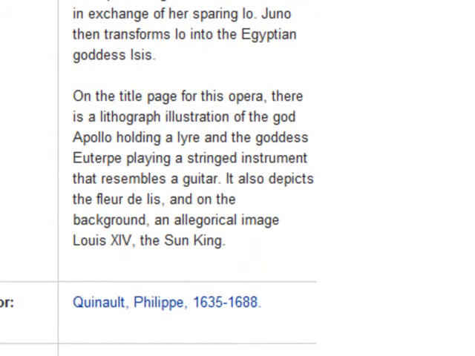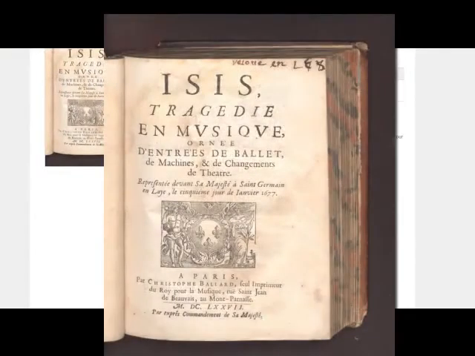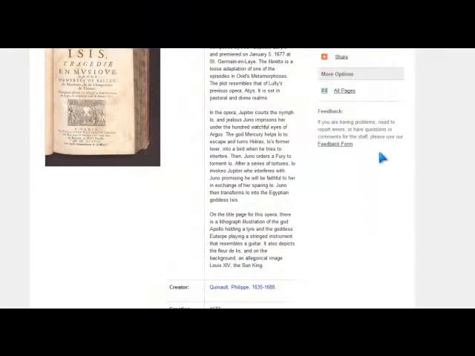Apollo holding a lyre and the goddess Euterpe playing a string instrument that resembles a guitar. It also depicts the fleur de lis, man. So if you're looking at the picture, hopefully you're looking at the picture in post-production, you see the fleur de lis, man. Which they telling you right there that this goes back. This is associated with paganism, man, with heathenistic customs, with the gods of the heathen.